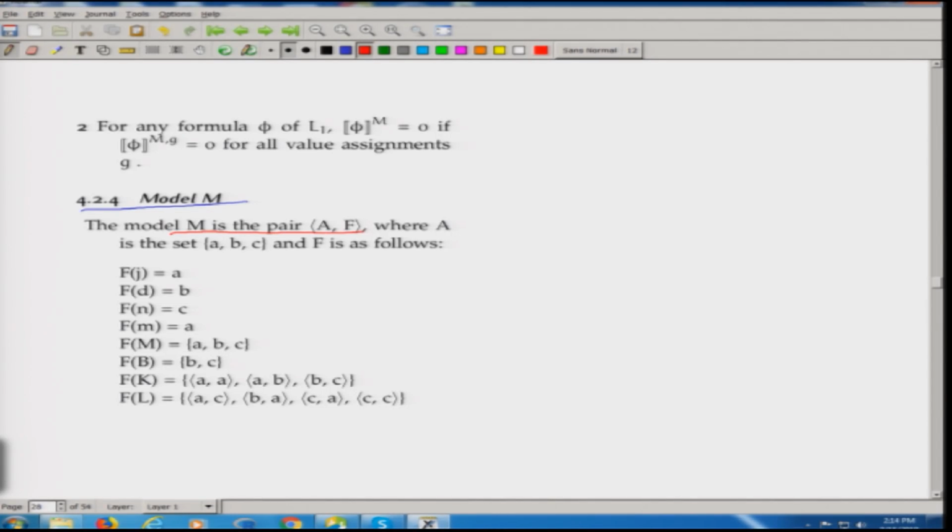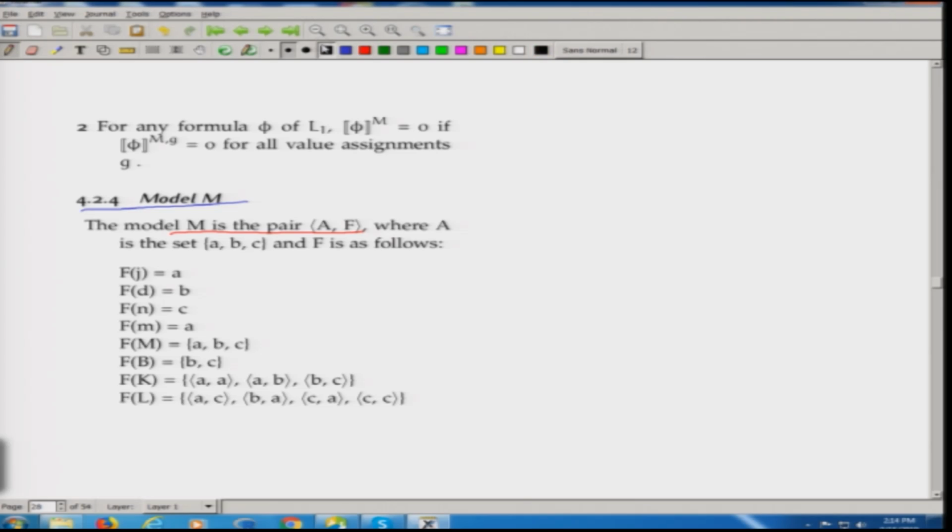The model M is a pair A and F, where A is the set {A, B, C}, saying that in our reality there are just three things: A, B and C. So, the model construction is actually very beautiful. Think of it. There is one subject, one language user, whatever you call him or her, and this subject is endowed with a language.